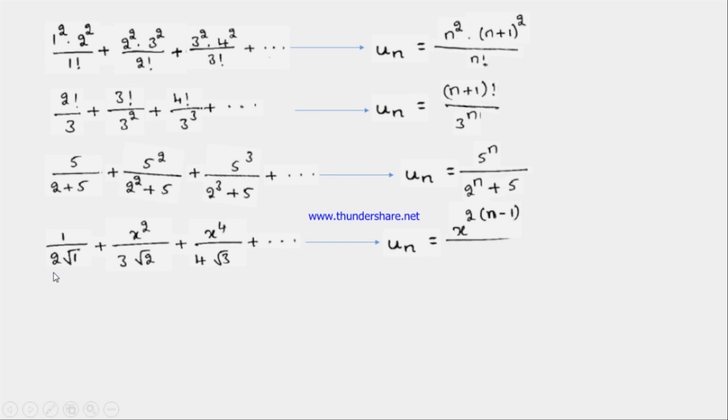First number is associated with 2, second number 3, third number 4, which means 1 more than n. So it should be n plus 1 times square root of 1 first term, square root of 2 second term, square root of 3 third term. So it should be square root of n.